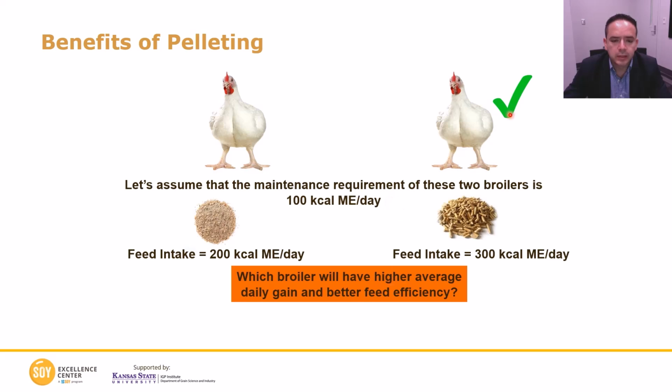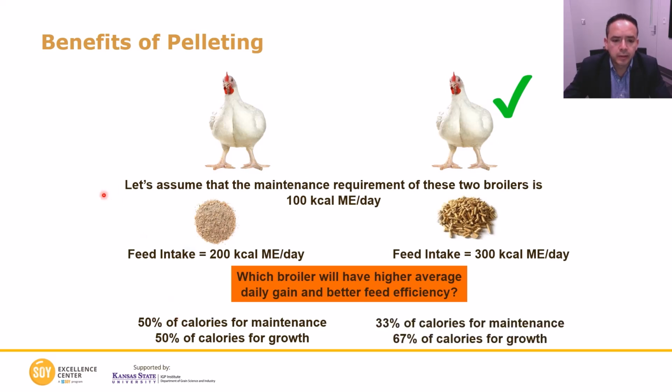So the ones that answered that the broiler on the right will have higher average daily gain and better feed efficiency are correct, because this bird here on the left is going to be using 50% of the calories for maintenance and 50% of the calories for growth. And when I'm talking about maintenance, I'm talking about thermoregulation, immune function, respiration, heat dissipation, etc.